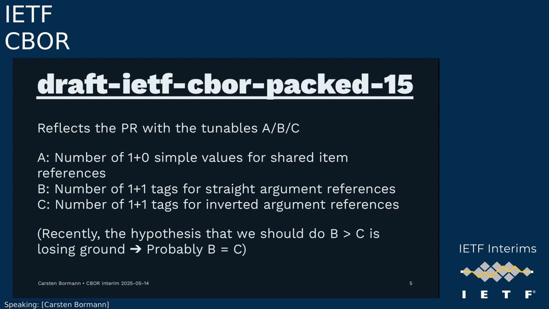And CBOR PACT, as it went through the working group last call, had B much larger than C, but looking at more data, we recently didn't see as much of a good reason to do a B that is much larger than C. So probably we'll come up with something where B equals C, so that there are essentially two numbers that we are looking for, the number for A and the number that is right for B and C as well.